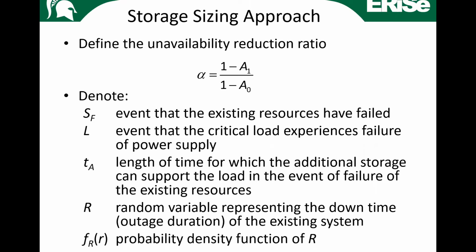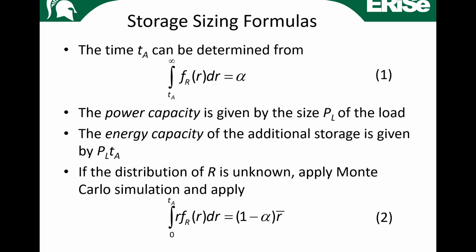R is the random variable representing the downtime of the utility supply in this case. This is a random variable because sometimes the utility comes back quickly, sometimes it takes longer, and so on. And this is the probability density function of this random variable. Now I'm not going to go into details, but using this, it can be shown that the time TA can be determined from this integral equation. And why do we need TA? To determine the energy capacity of the UPS.